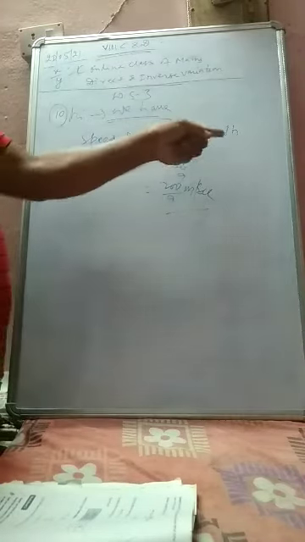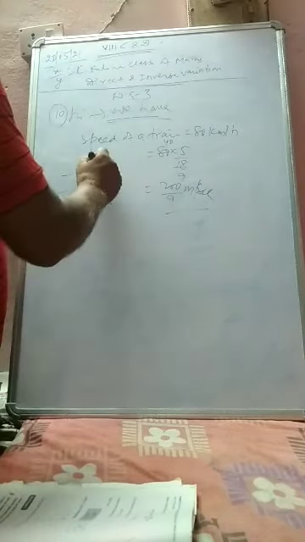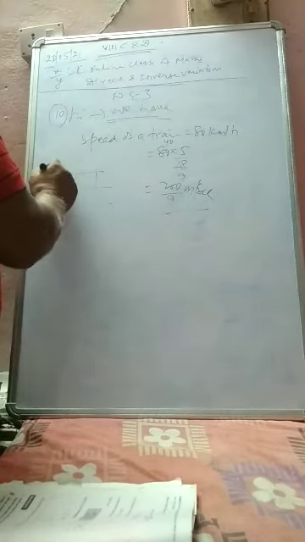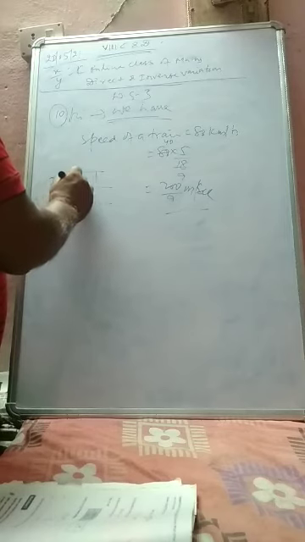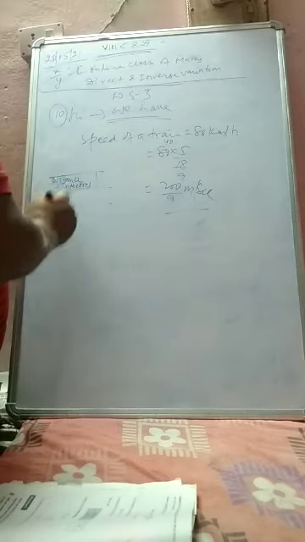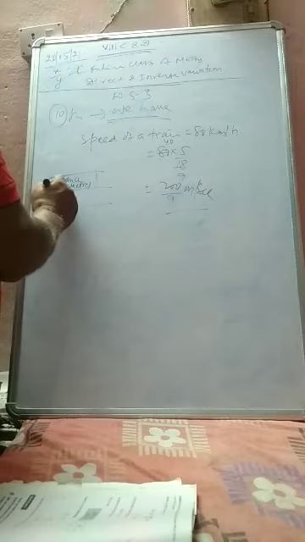Your network is bad. Yes, see, speed of a train is equal to 80 kilometer per hour. This is equal to 80 into 5 by 18, 200 by 9 meter per second. Here we will prepare the data like this. Distance in meters, and here we will write time taken in seconds.